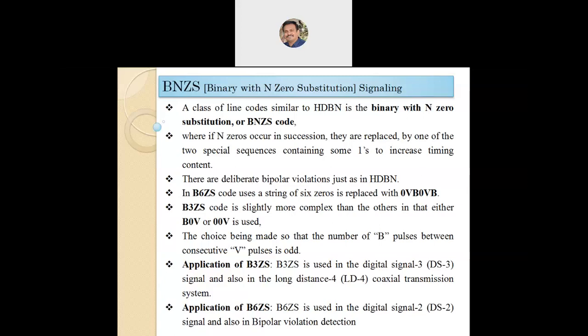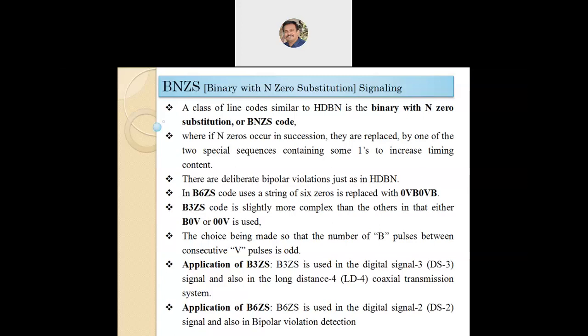The B6ZS code uses a string of 6 zeros replaced with a special code, that is 0VB0VB. That means a group of 6 zeros in the given binary stream is always replaced by 0VB0VB, a special code in B6ZS signaling.